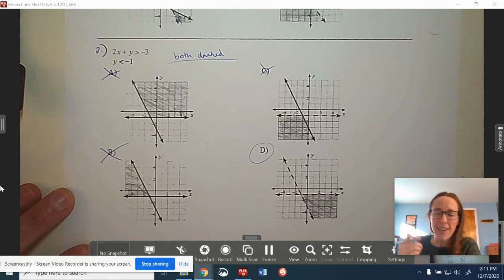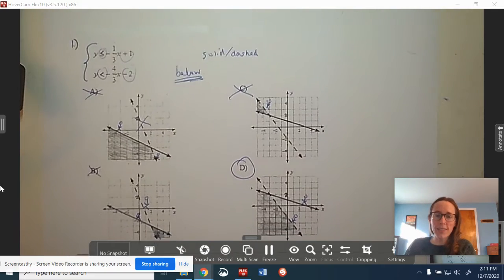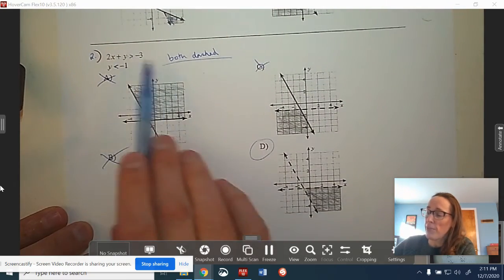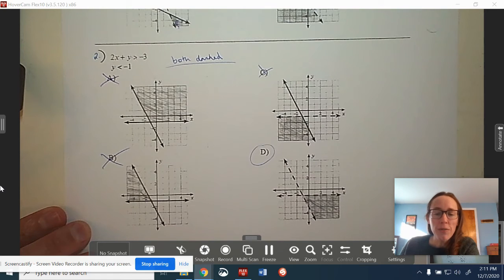But you don't have to do it that fast because that just happened to work well for this example. In the previous example, knowing that one was solid and one was dashed didn't help at all. All right. But in this example, finding out they're both supposed to be dashed lines actually gave us everything we needed. But let's confirm that we have correct answers here.